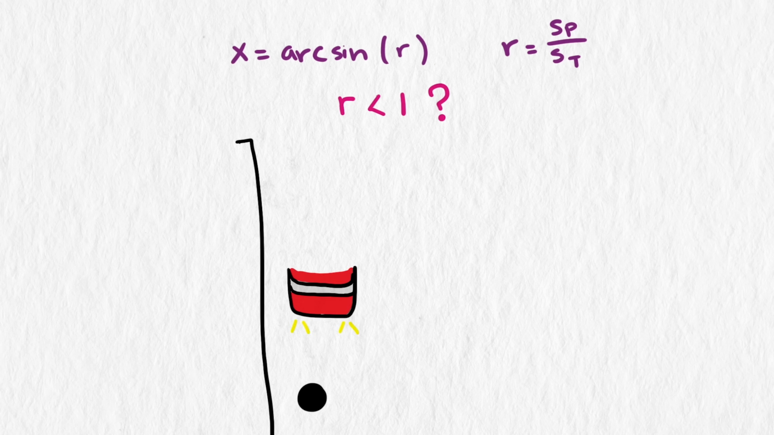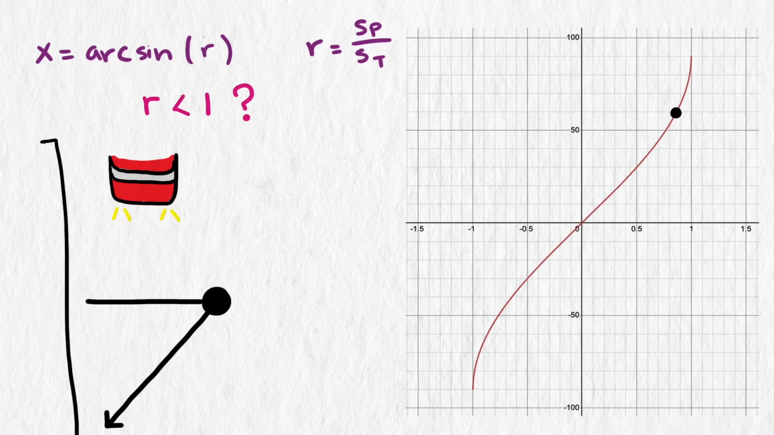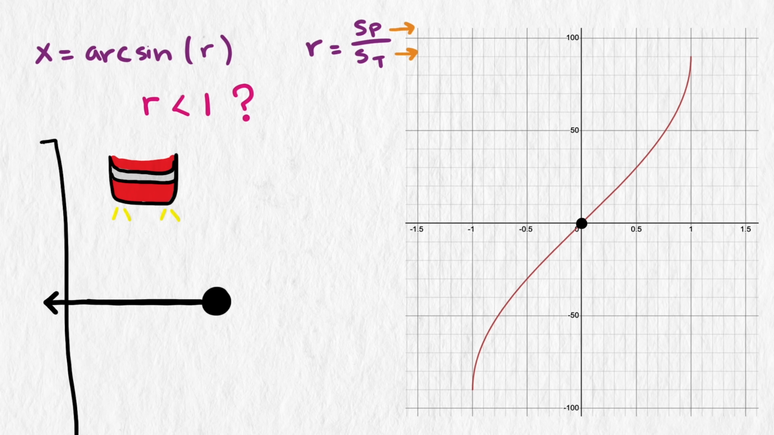Then the pedestrian is going slower than the truck, and the optimal angle gets closer and closer to being a direct path to the curb as r approaches 0. That means in a situation when the truck is much faster than the pedestrian, the optimal solution is to basically head directly to the curb.